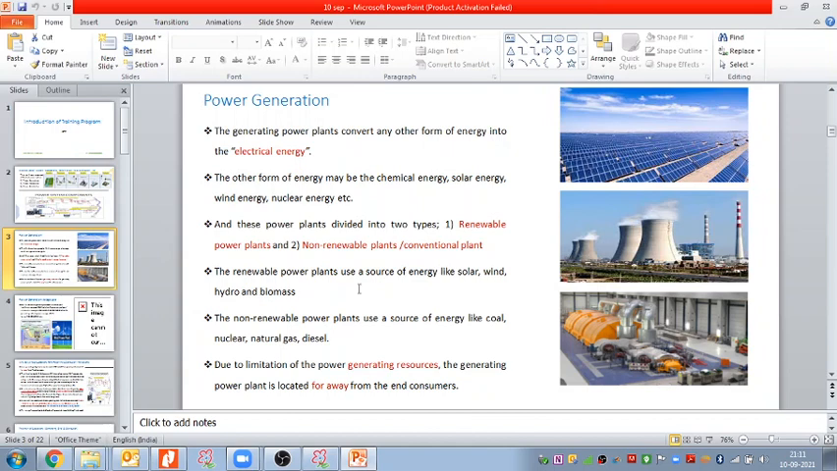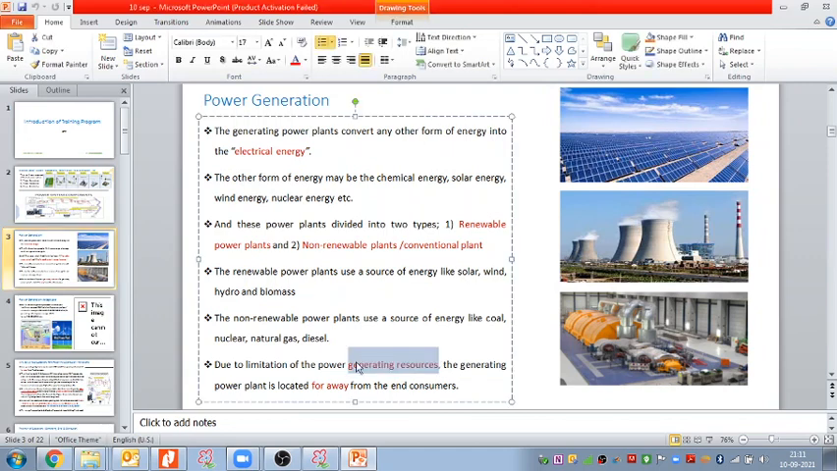The renewable power plants use a source of energy like solar, wind, hydro, and biomass. And the non-renewable or conventional power plant uses a source of energy like coal, nuclear, natural gas, or diesel. And due to the limitations of the power generating resources, I mean to say, like coal, in case we are doing generation from a coal based power plant, we require water. So due to the limitations of these resources, this generating power plant is located far away from the end consumers.